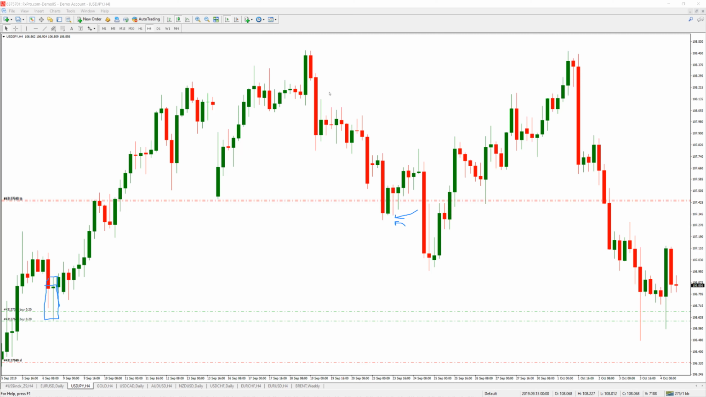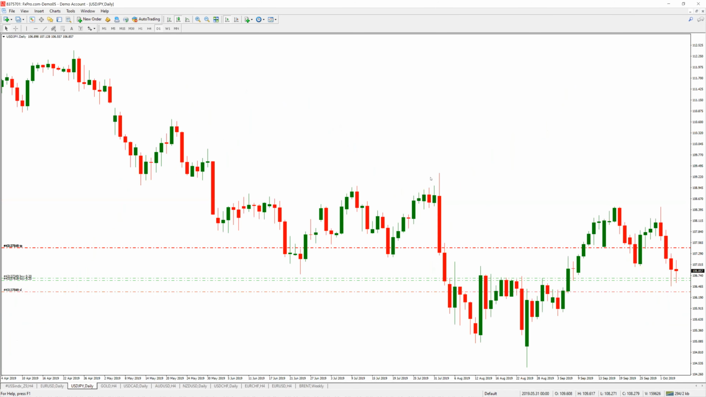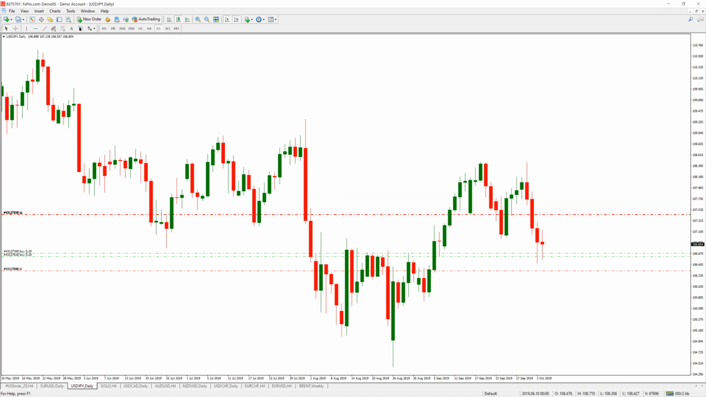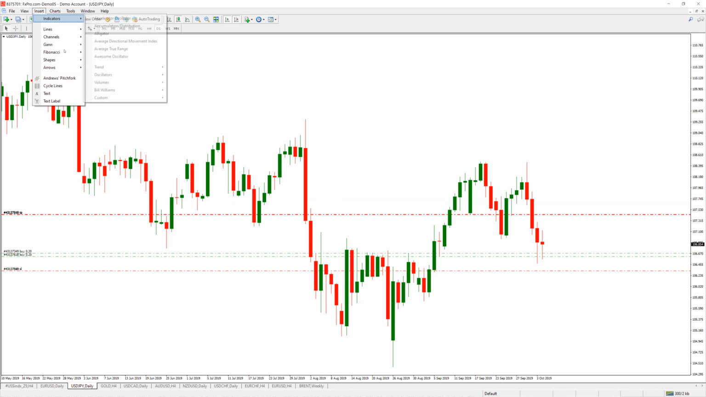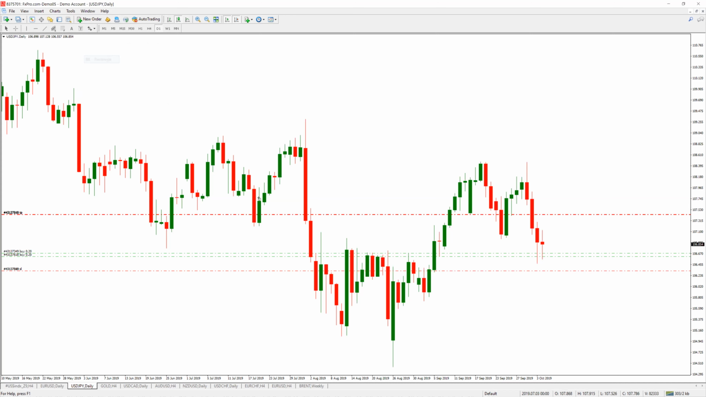Let me clear up. Clear drawings. This is an H4 time frame. I'm going to go to a daily time frame. Now you can see from the daily time frame where I got that trade from. I'm going to grab my rectangle too. You see this rejection here, this pause?